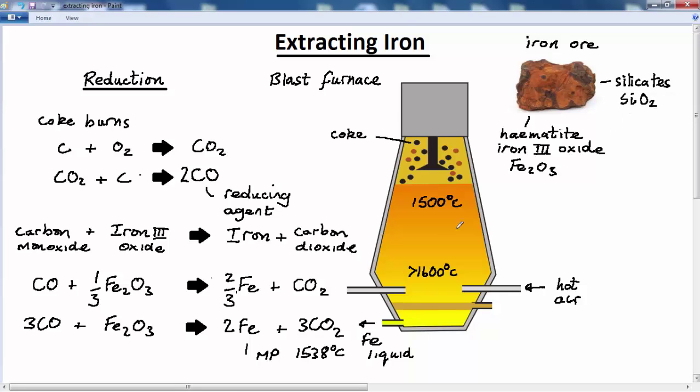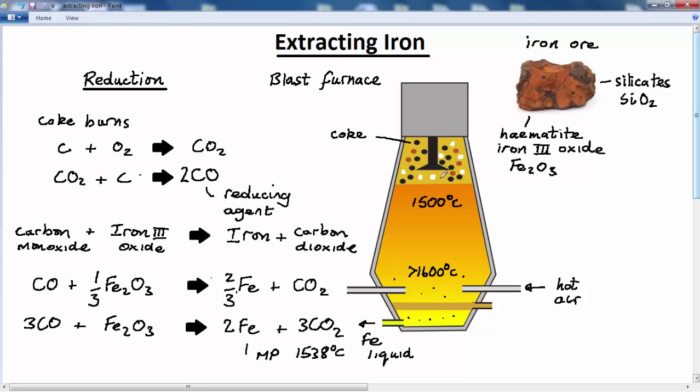And the problem with these is that they have a very high melting point. So at the temperature at which iron melts, the silicates are still in the solid state. So there's a danger that you're going to get bits of sand mixed in with the molten iron as it's tapped off from the furnace. So these silicates have to be removed. And to do this, we're going to add limestone to the furnace. So we're adding limestone to the mixture of coke and iron ore.